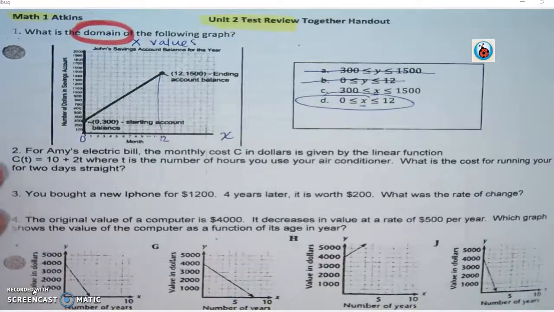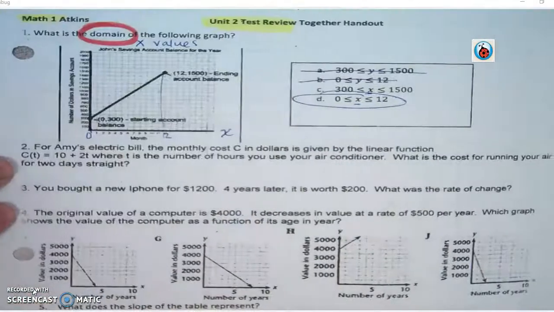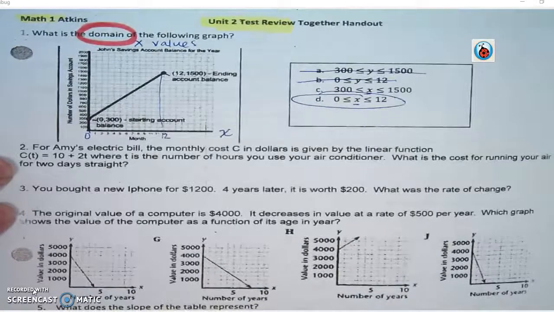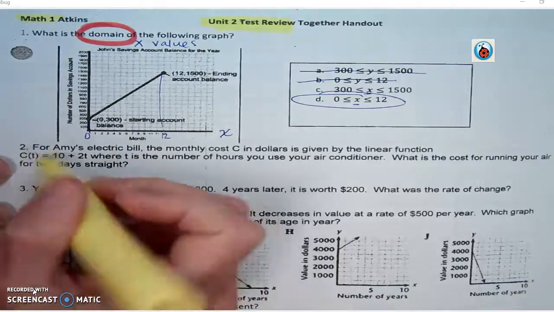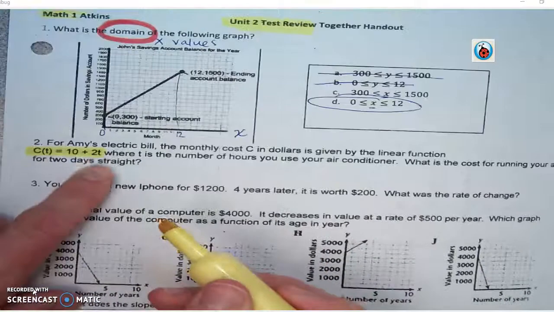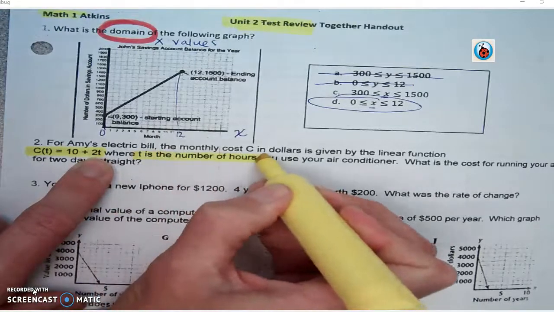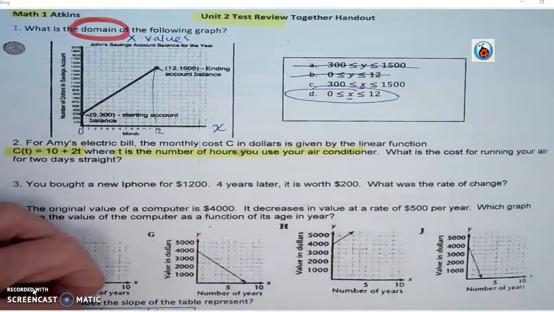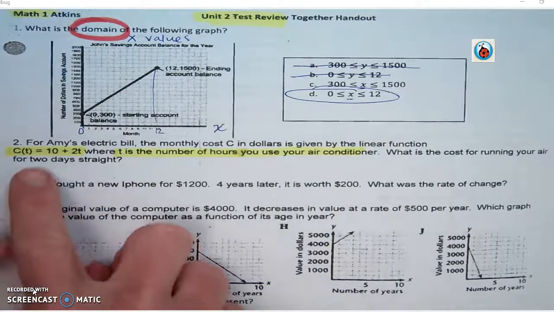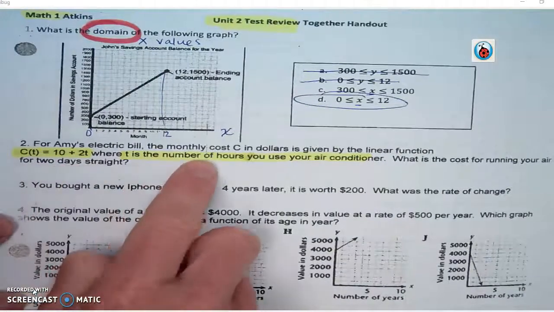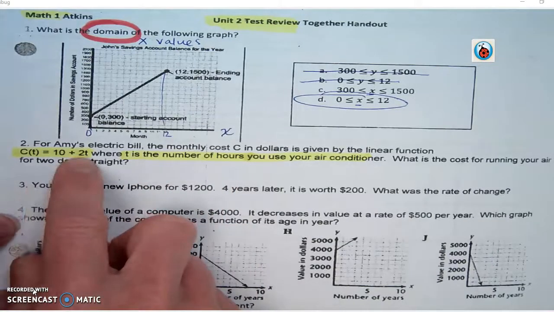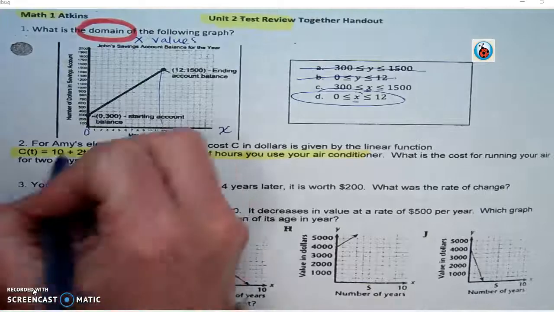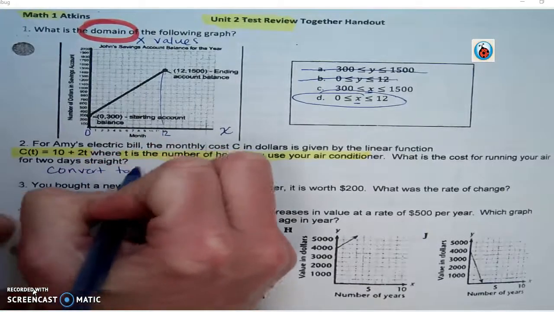Number 2, for Amy's electric bill, the monthly cost C in dollars is given by the linear function C of t equals 10 plus 2t, where t is the number of hours you use your air conditioner. What is the cost of running your air conditioner for 2 days straight? So what's some important information here? Well, they give you a linear function, and they tell you that t is the number of hours you use your air conditioner. Well, I want to know, what is the cost for running it for 2 days? Well, t is number of hours, so you can't plug in 2 because 2 is not hours, 2 is days. You need to convert that to hours.